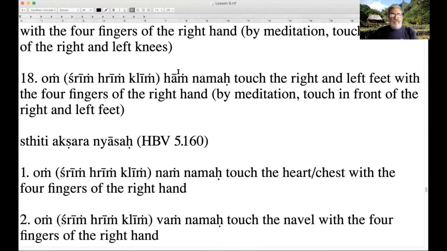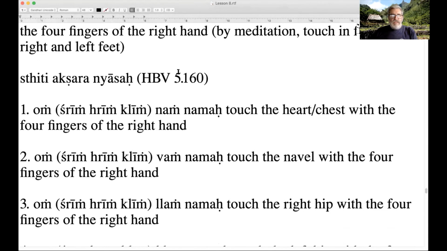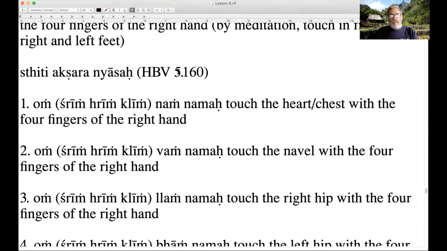Of course, we don't touch, we touch in front and we meditate on touching. So Om Ham Namaha, touch the right and left feet, first the right, then the left. Okay, so that was the Shristi Nyasa. Now, for the Sthiti Nyasa, we're going to touch the same places as we did in the Shristi Nyasa. Shristi means creation, Sthiti means maintenance. So we're going to touch the same places.